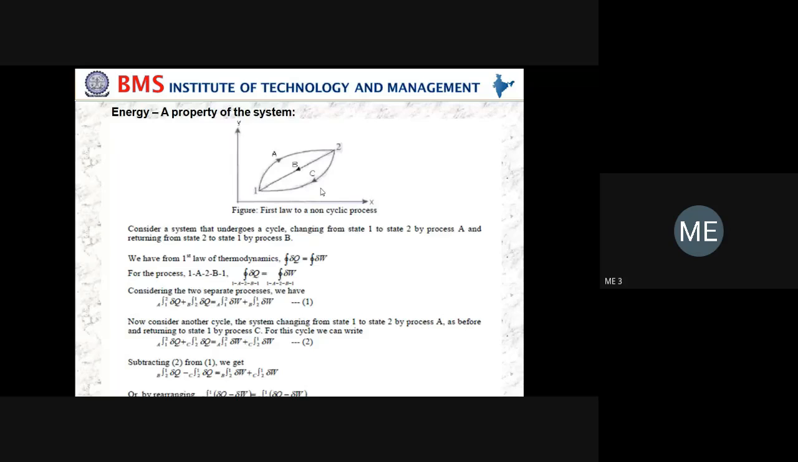Now, I am taking the process from state 1 to state 2 by path A, and from state 2 to state 1 by following path B. We studied that for a cyclic process, the summation of heat transfer is exactly equal to the summation of the work transfer, as we studied in the previous class. The same thing you apply. Now for the process 1A2B1, we consider only this upper part. 1A2B1, this is the cyclic process.